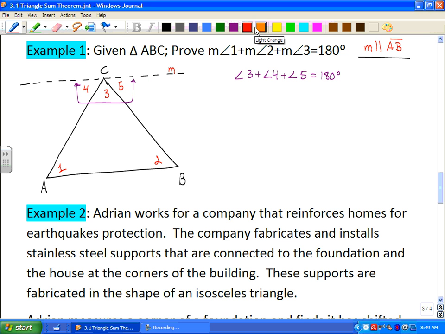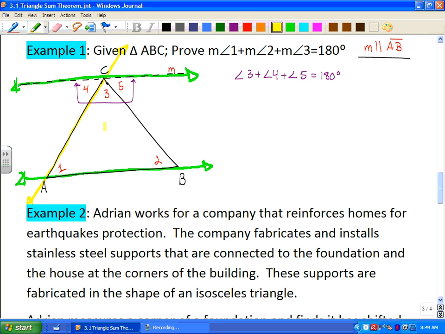Now, anytime that you have parallel lines, what can you always think about? I told you you're going to use them for the rest of the semester. What's it called? It's a transversal, right? The two green and the yellow create a transversal. The yellow is the transversal. The green are the parallel lines.